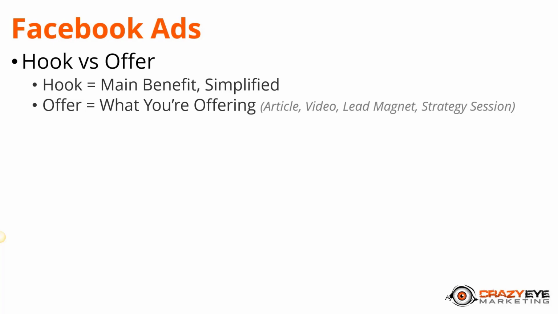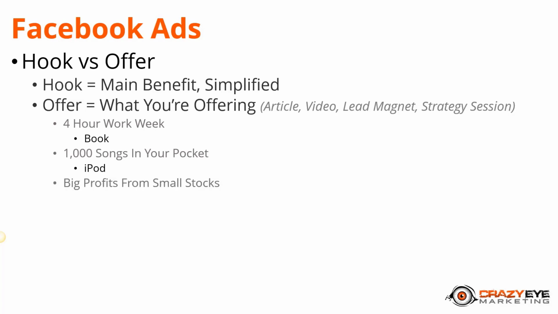So here's some examples to clarify. The hook here is the 4-hour work week. Of course, the offer then is the book. Another hook is 1,000 songs in your pocket, and the offer here is an iPod. Another hook is big profits from small stocks, and the offer is a penny stock newsletter. Another hook is eat more, way less. See how it's that main benefit simplified?